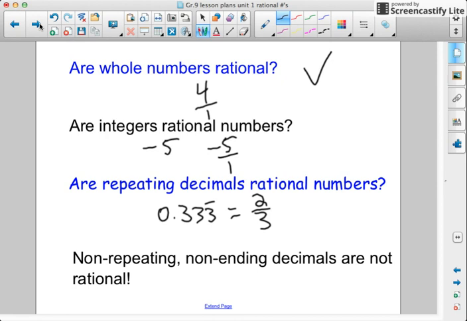Okay, now, what are not rational are decimals that are non-repeating and they don't end, non-ending decimals. These are not rational. Okay, so that's why pi, which is approximately 3.1415, does not repeat, does not end. That's why that's an irrational number. Okay, the square root of 2 also does not repeat and does not end. So it's called an irrational number. Okay, so those are some examples.